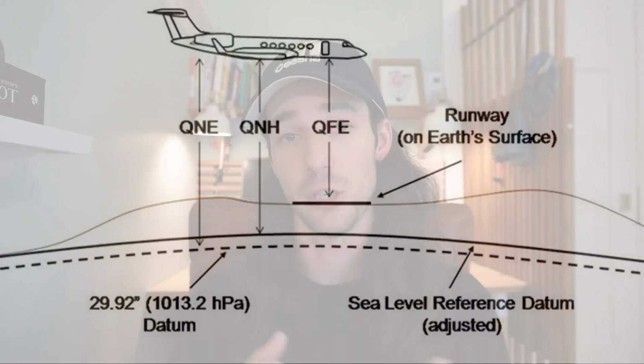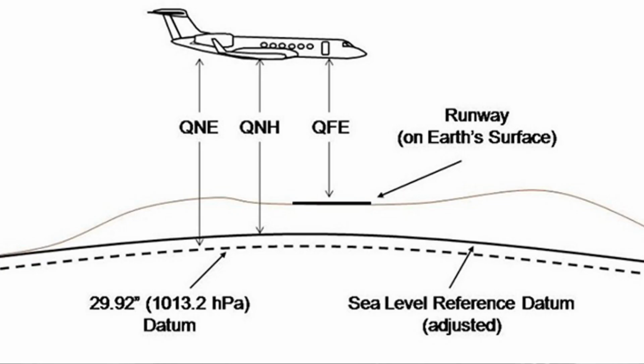What is barometric pressure and how do pilots use it to determine their altitude above sea level or above a field? Well, by the end of this video, you will have a good understanding of that, as well as what standard pressure is and the most common types of altimeter settings, from QNE to QFE and QNH.